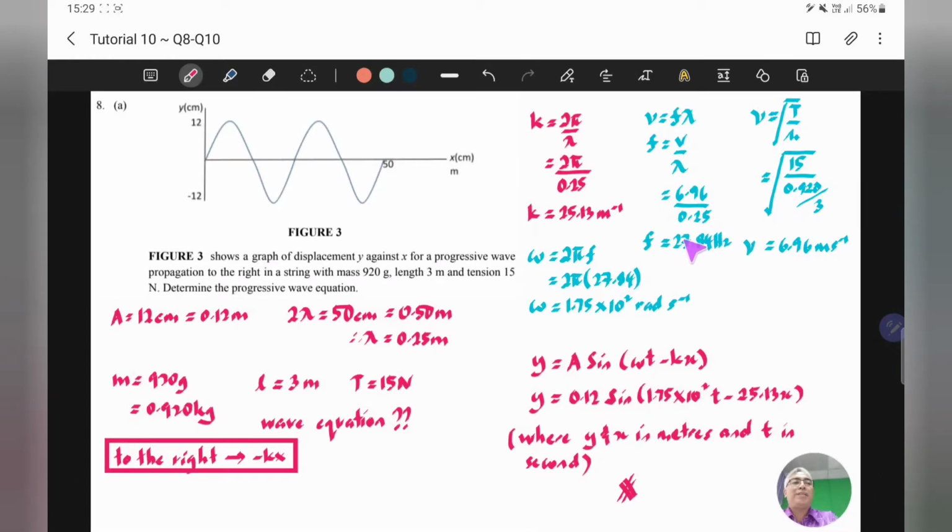By getting the frequency, we substitute into the equation of omega here, and then you will get omega. So by getting k and omega, just substitute into the general equation from before, with the amplitude known already. k and omega were calculated just now, substitute into the equation. So this is the equation of this wave. And remember, don't forget the unit, where x and y are in meters, because we have converted everything to meters, isn't it? All right, and t in seconds. So for any question like this, don't forget to write down the unit here.